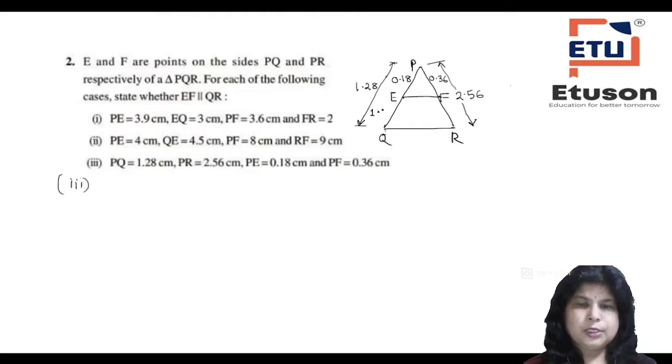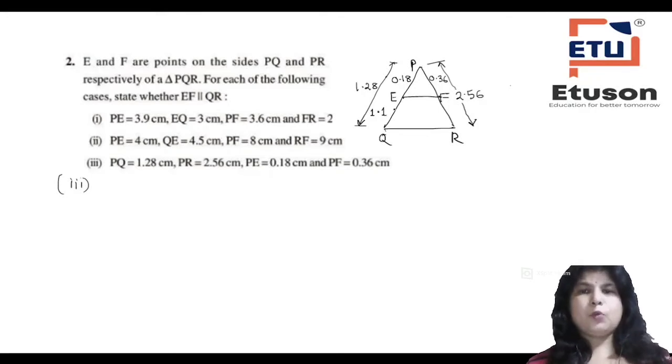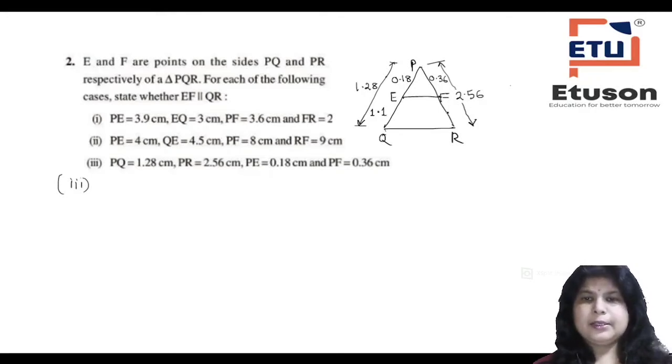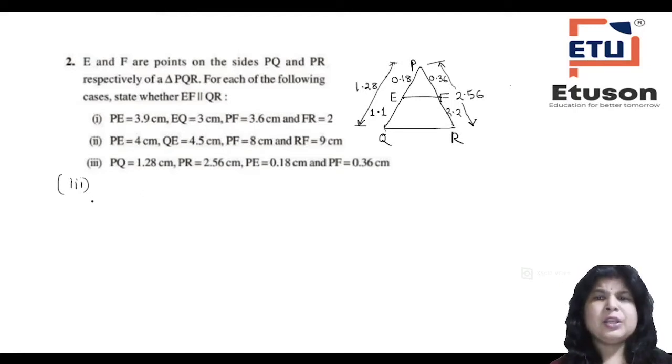So from this you can find out the value of EQ. So EQ is undoubtedly 1.1 here, and here it is 2.2, right? So here it is 2.56 minus 0.36, so that is equal to 2.2, right? So now we can find out the ratio.